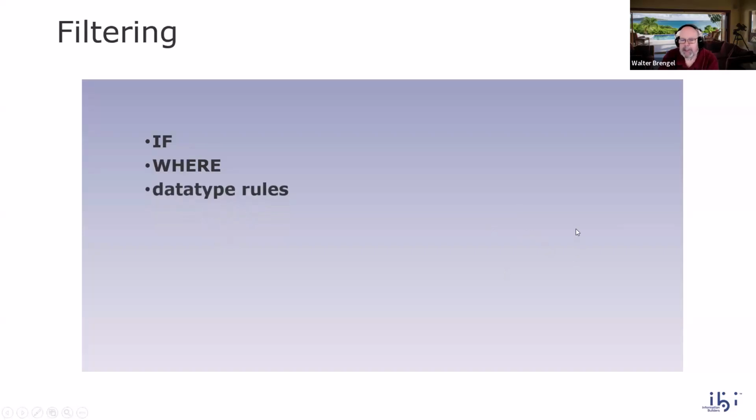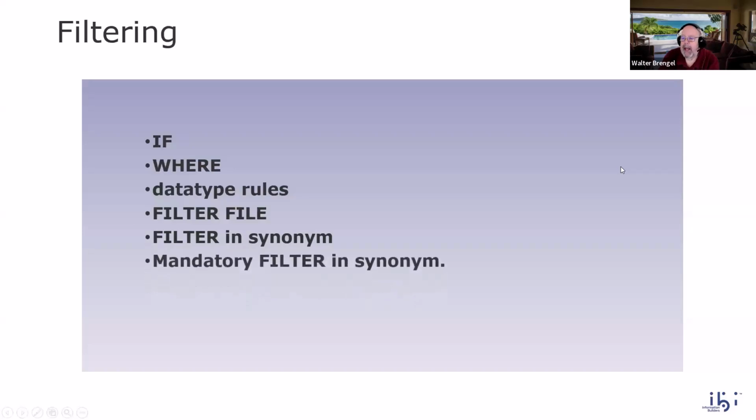I'm going to talk about different data type rules. We're going to talk a little bit about filter file, which is a way to apply a filter without having a where condition. We're going to talk about filters in synonym. And then if you have a filter in your synonym, how to make it mandatory, which means it's always going to be active and you don't have to, again, specify it.